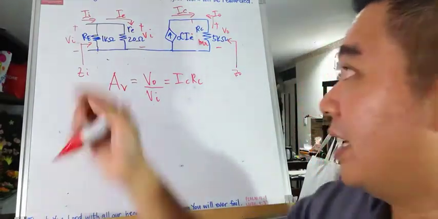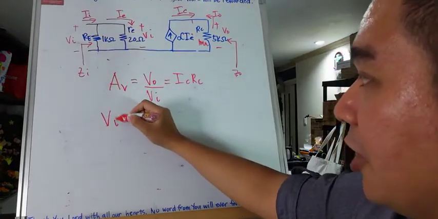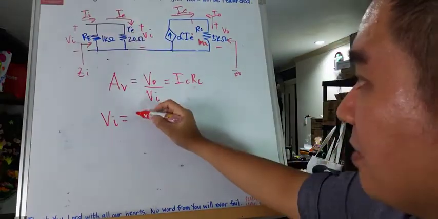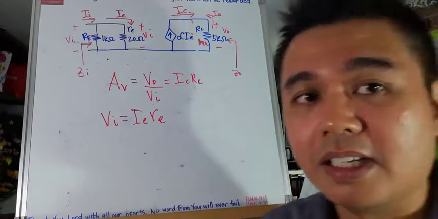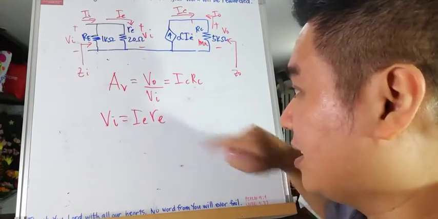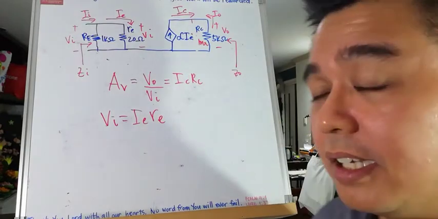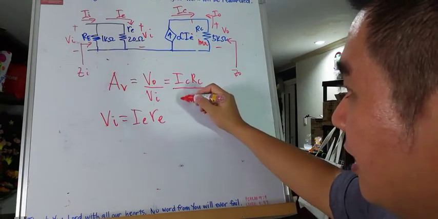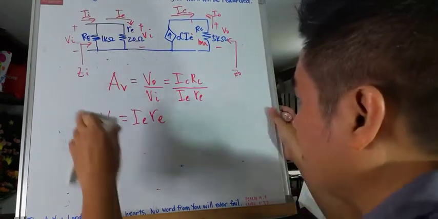Ano yung components ng input voltage natin? We can use this part over here. So the input voltage is equal to I times R. So ganun lang kasimple. I sub E times R sub E. So that is the input voltage: the AC emitter current and the AC emitter resistance. Now, we can substitute it dito sa ating voltage gain equation. Divided by, kokopyahin lang natin yon, I sub E and R sub E.